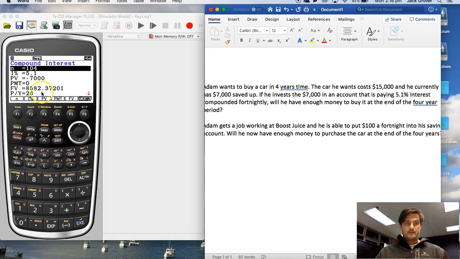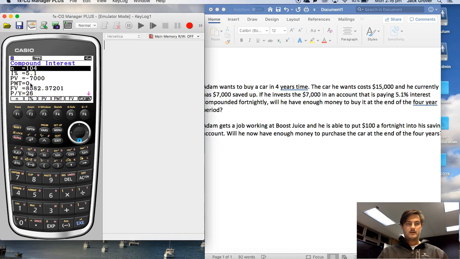So we can actually go to our payment periods now, because the question has told us that he's going to make a $100 payment into that account per pay period, so per fortnight. And remember that this is $100 that's coming out of Adam's account that he's investing, so it does need to go in as negative 100. So we can just click enter there.